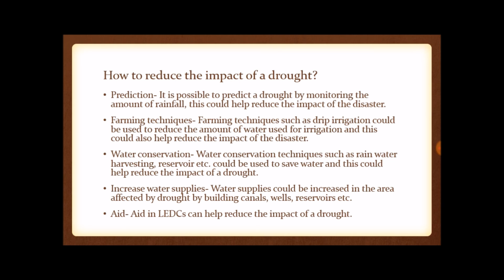So to conclude, I think these methods are very important. You need to learn them, and there are quite a lot of exam questions coming on these topics. So I think this video was a very good example of explaining the different techniques to save people from the impacts of a disaster.